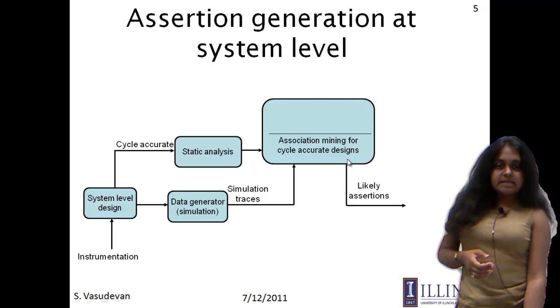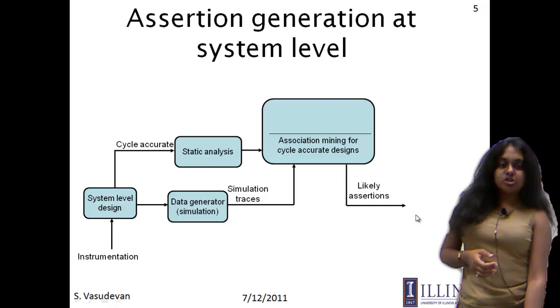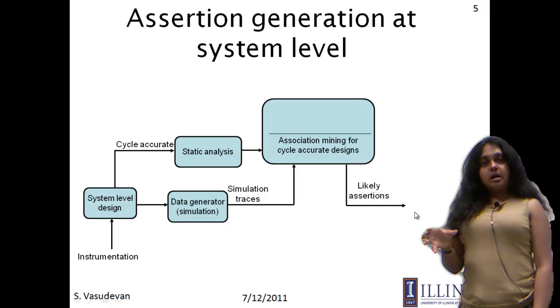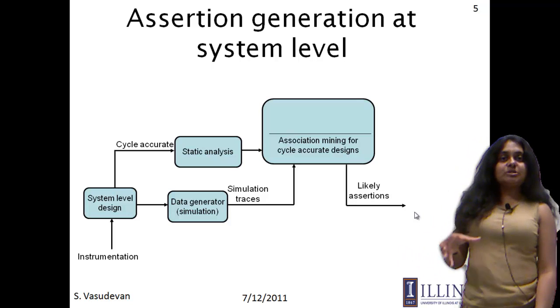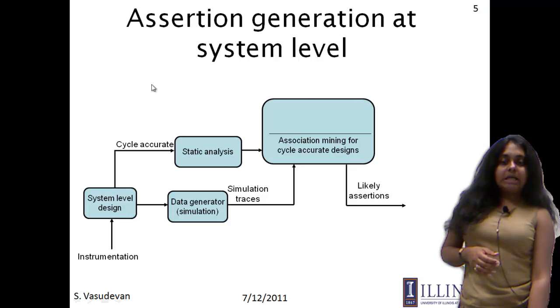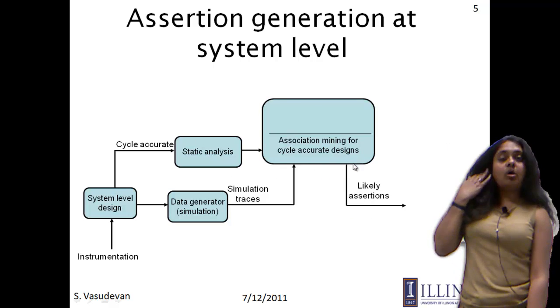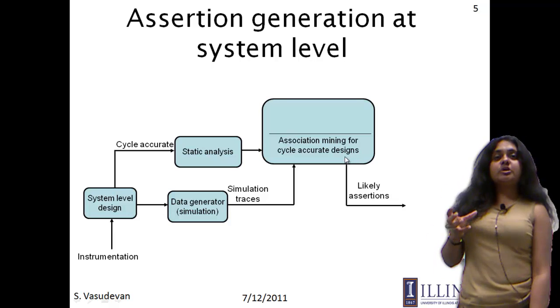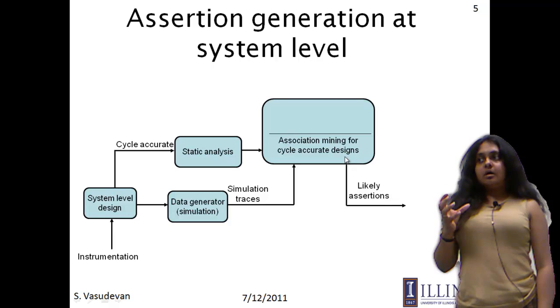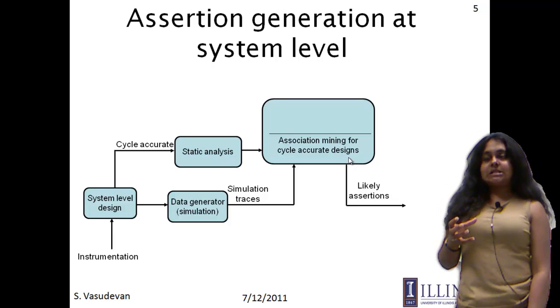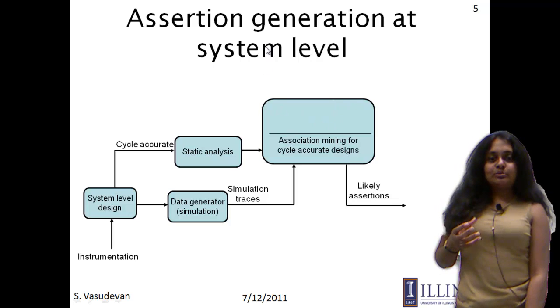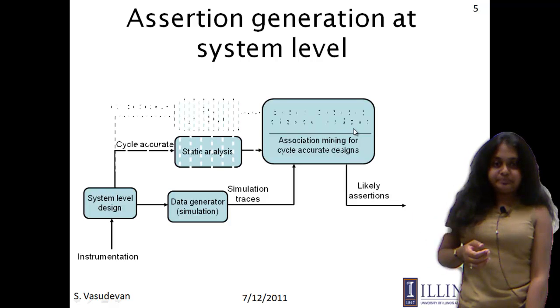At the end of this process, candidate assertions or likely assertions are generated. Unlike RTL, where there was a formal verification step to validate them, in this work there is no formal verification step to validate the cycle accurate or the transaction level assertions, because we have not yet managed to have access to a system level formal analysis engine that can scale well.